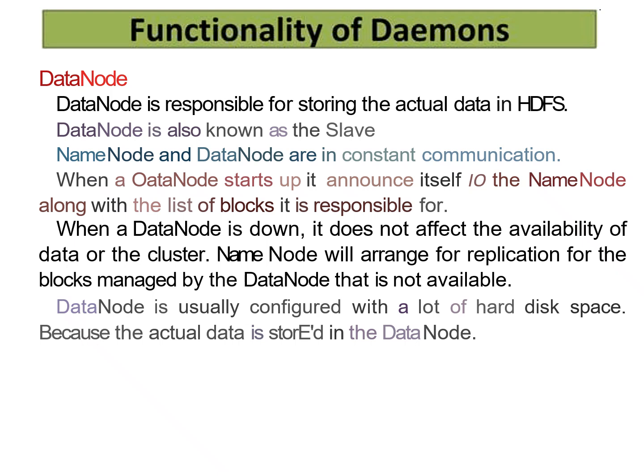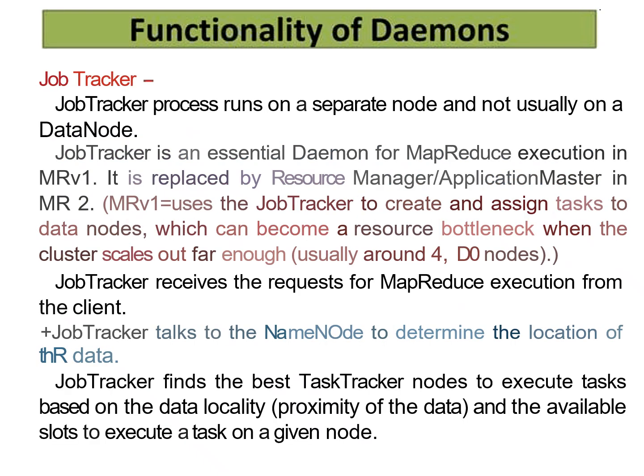Data node, for storing the actual data in HDFS, it is a worker node or a slave node. Name node and data node will always be in constant communication, exchanging information: what the data node is processing, availability in the cluster, failure or data operations, configurations, what data is stored or exchanged. All these will be taken care of by the data node.